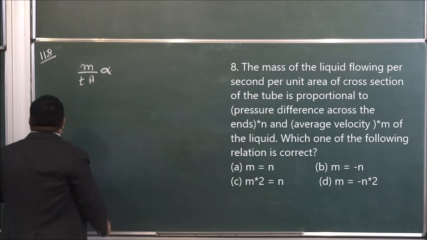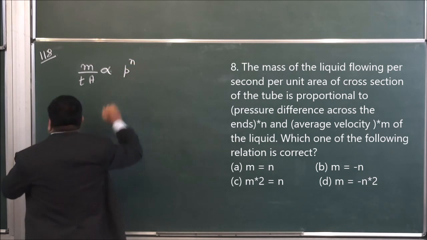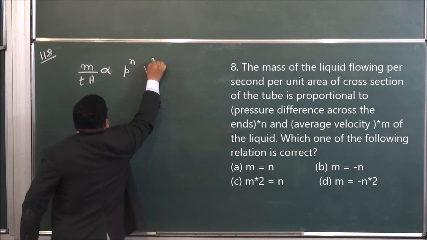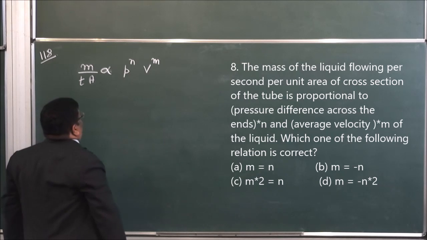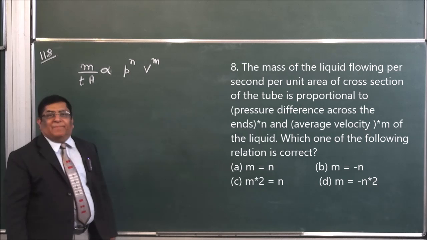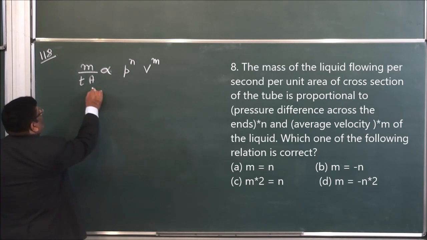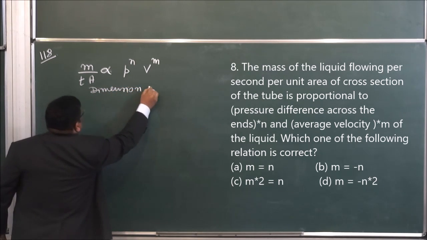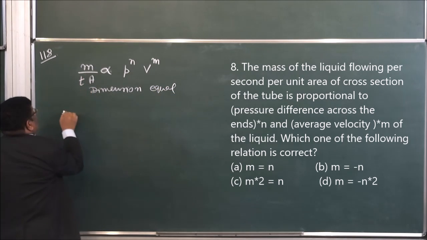pressure difference to the power n, and average velocity to the power m. This is the question given to us. If these two are proportional to each other, then the dimensions of both the sides should be equal. So dimensions equal. Now what are the dimensions here?